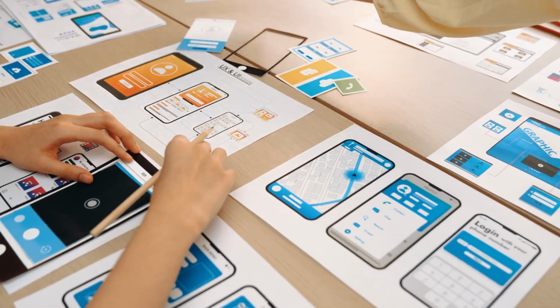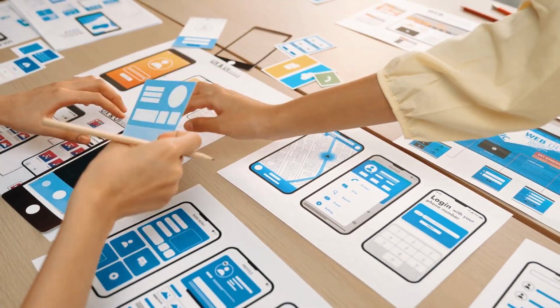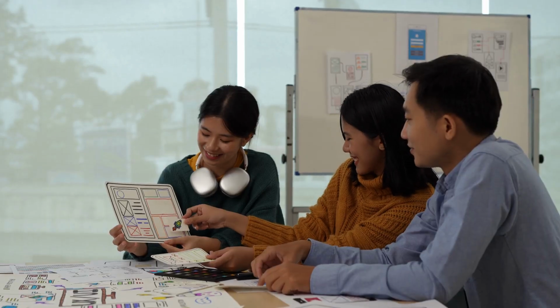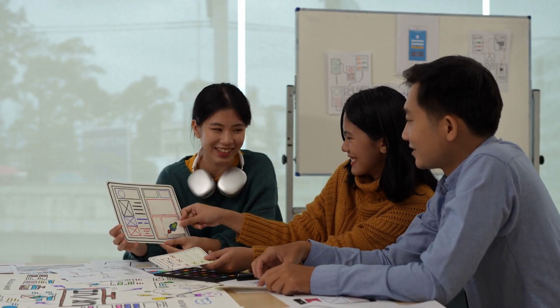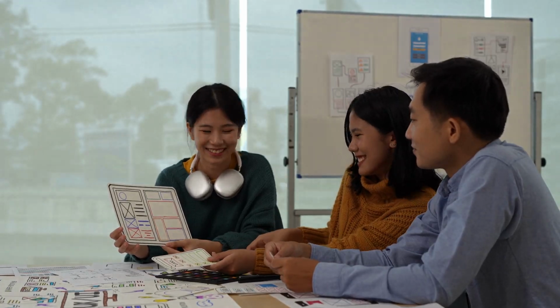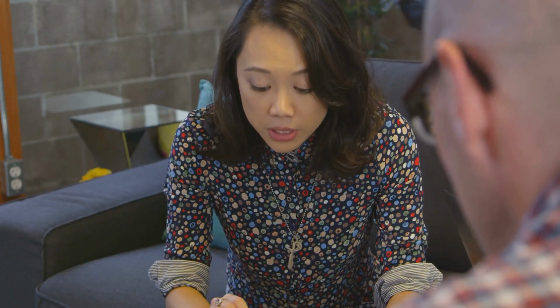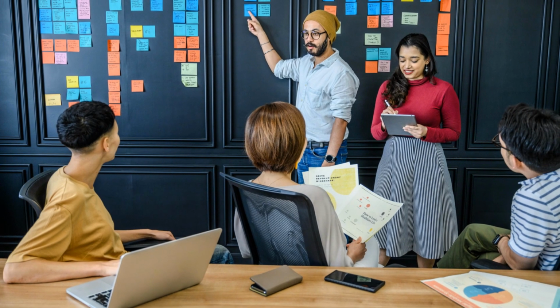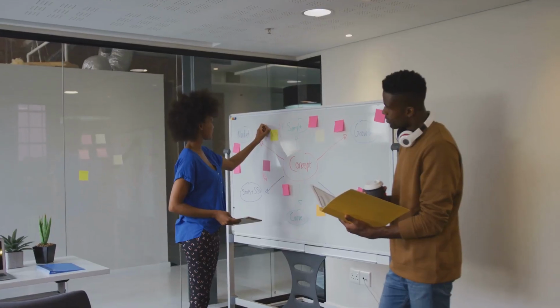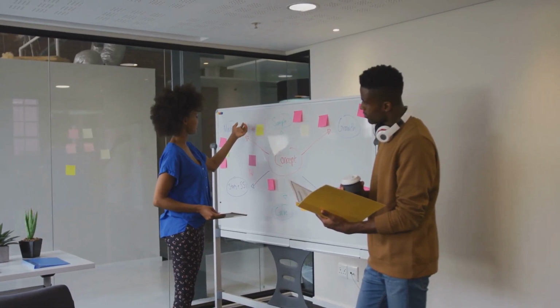Observe how they interact with your design and ask them to complete specific tasks, taking note of any difficulties they encounter. Encourage open communication and ask for their thoughts and suggestions on how to improve the design. After collecting this feedback, identify the most common issues and prioritize them based on their impact on the user experience.